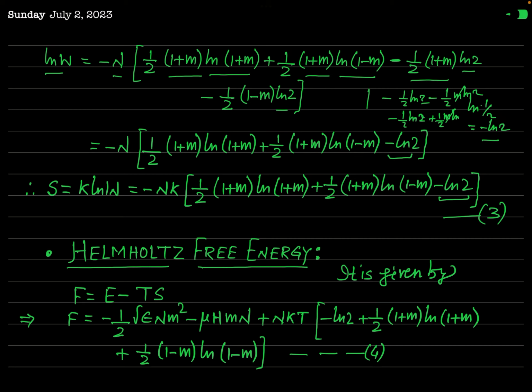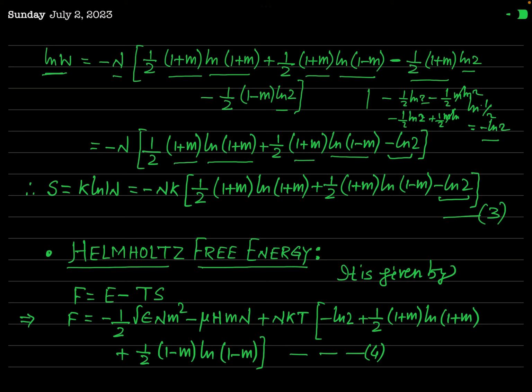Also here you can see. So this result is what? This is minus N times 1 by 2 times 1 plus m times log 1 plus m plus 1 by 2 times 1 minus m times log 1 minus m minus log 2. So in this way we have obtained the value of log W in terms of the long range parameter m. This long range parameter m is the parameter in terms of which we will discuss the final problem.